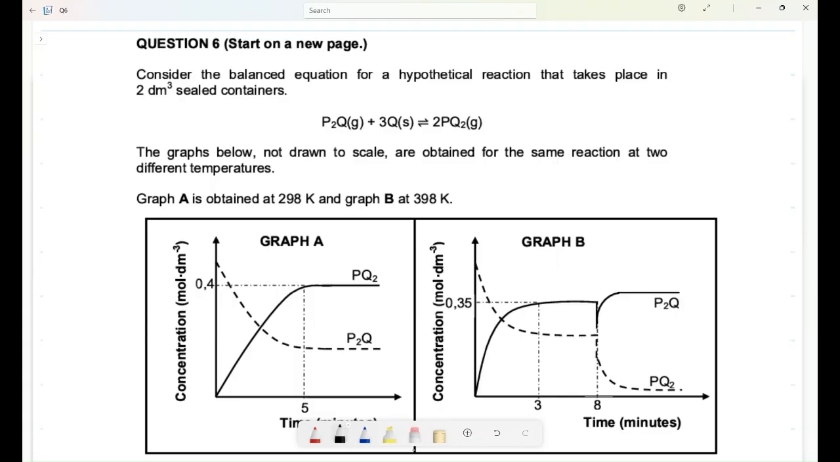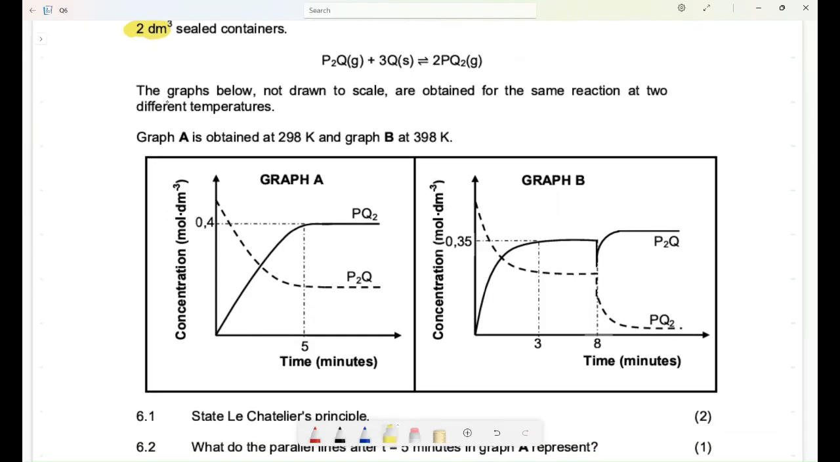Now, okay, it says to us consider the balanced equation for a hypothetical reaction that takes place in a 2 decimeter cubed sealed container. Okay, so we have that hypothetical reaction there.